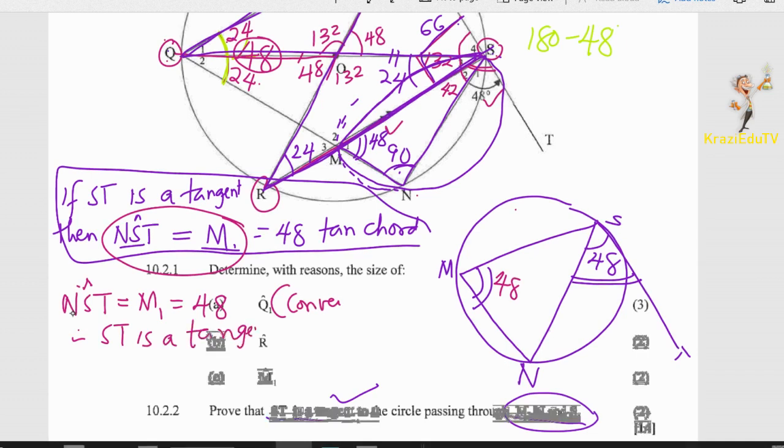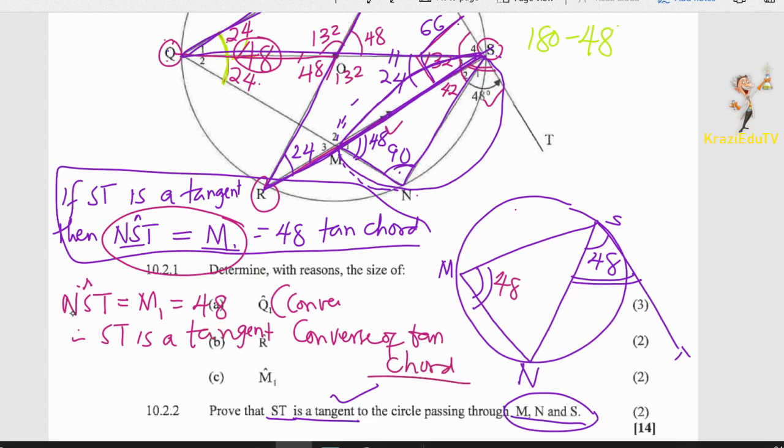And the reason would be converse of tan chord. So the converse means you're actually working backwards. So the idea is, if ST is a tangent, then that should be equal. So we go look at these angles. If they are equal, then we say it is a tangent. Alright, that's how we work that out. Okay, good question so far.